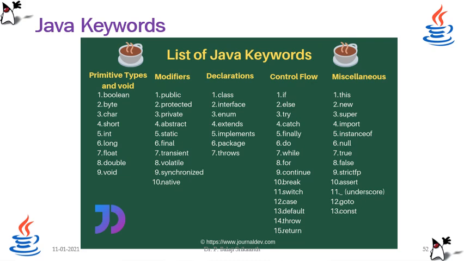Again, this slide lists out the Java keywords, in a categorized manner. The first column lists the keywords used in primitive data types. The second column lists the keywords which are used as modifiers, of course access modifiers. And the third column lists the keywords which are used for declarations. The fourth column lists the keywords used as control flow or control changing keywords. And the last one consists of a mixture of keywords which have different purposes.